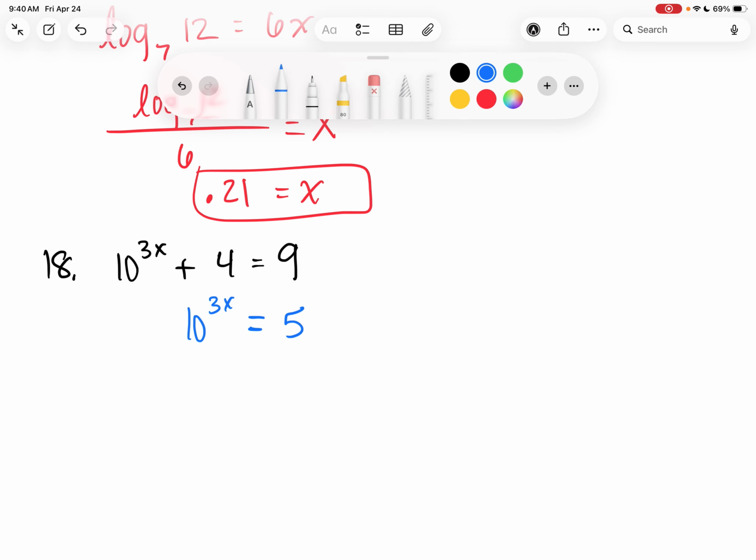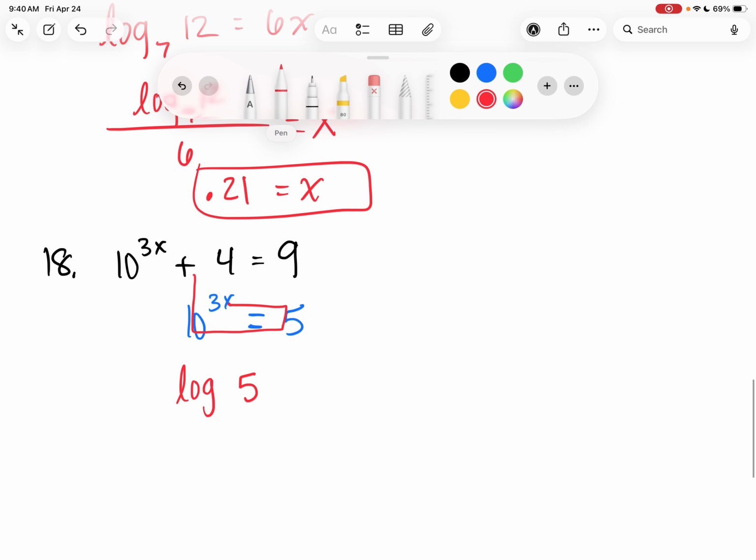All right, so we use log, come down through 10, back up and around. So we've got log base 10, which is also what? Just normal log. It's the common log, so I don't even have to write it. You can if you want to, of 5. So you don't have to use log base. You can just hit log 5 is equal to 3x, and then just divide by 3.